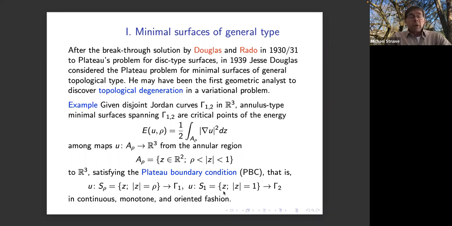And oriented here refers to the fact that these curves gamma 1 and gamma 2 can be endowed with an orientation, and the parametrized curve u restricted to one of the boundaries of the annulus should traverse the given curve gamma 1 or gamma 2 in a manner compatible with the given orientation. Okay, so this is a variational problem: find critical points of this energy.